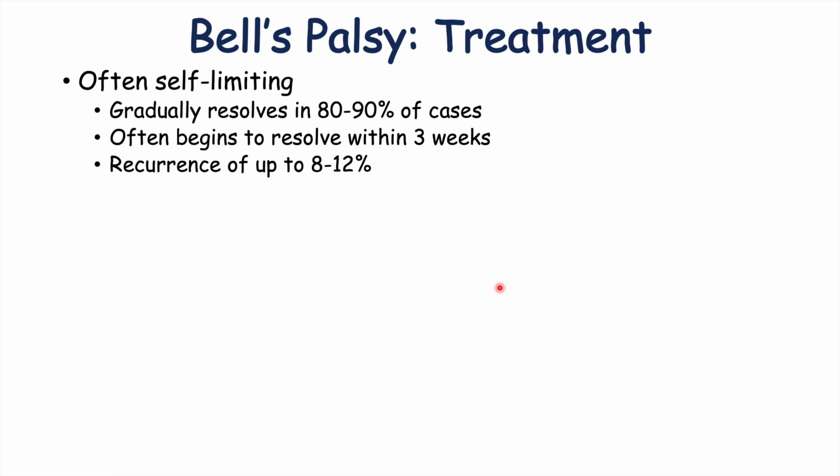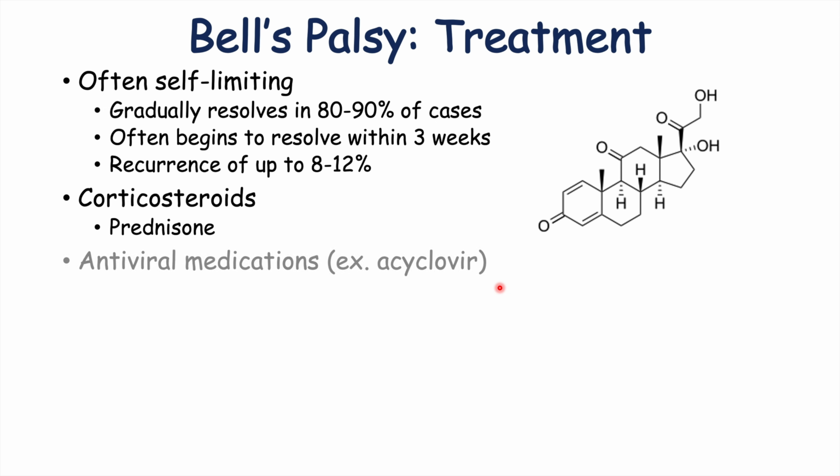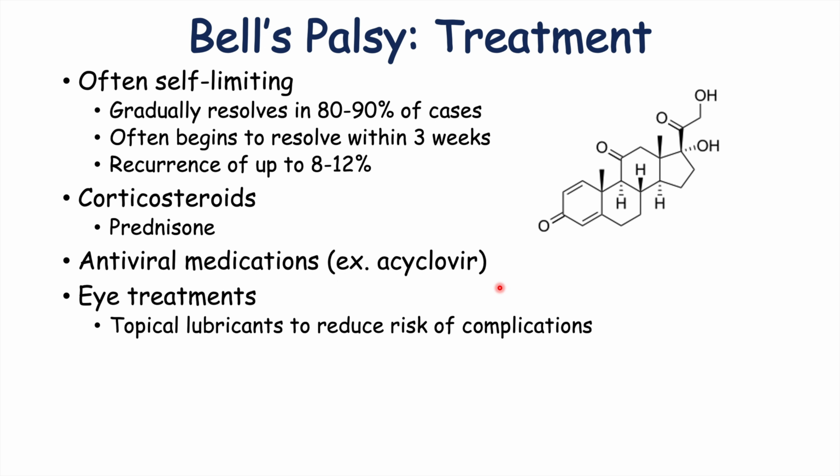Now, although we said that patients may resolve on their own without treatment, corticosteroids can be helpful in some patients, so this includes prednisone. If it is a severe case of Bell's palsy, there is severe dysfunction, then antiviral medications, for example, acyclovir, can be helpful in treating those patients. In supporting the patient through the resolution, eye treatments can be important. So for instance, in patients who have reduced tear production, topical lubricants will be important to help reduce the risk of complications of corneal abrasions, for instance. And in some patients, surgery may be required.